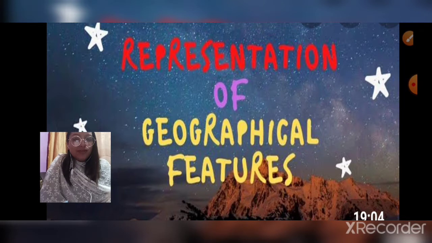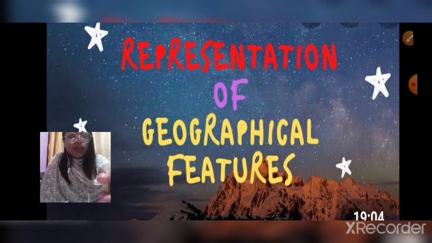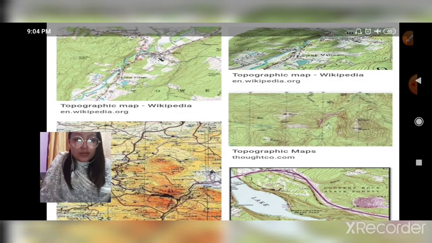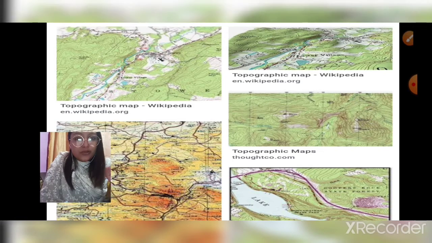So, once again, we are here with another important chapter, that is representation of the geographical features. This is not only important, it is very interesting also. Okay, you all are okay. Let's begin. You are most acquainted with the topic topographical maps. You can see the pictures, the kind of map that we call topo sheet or topographical map.